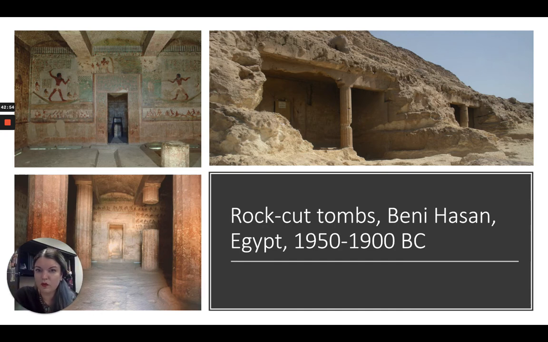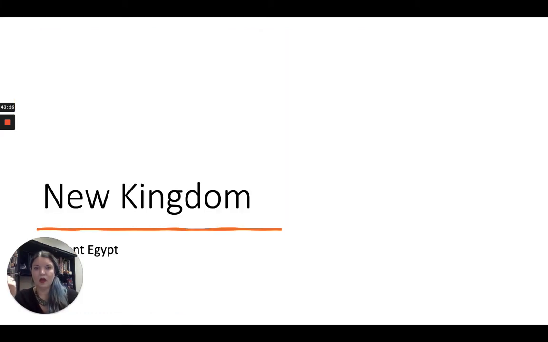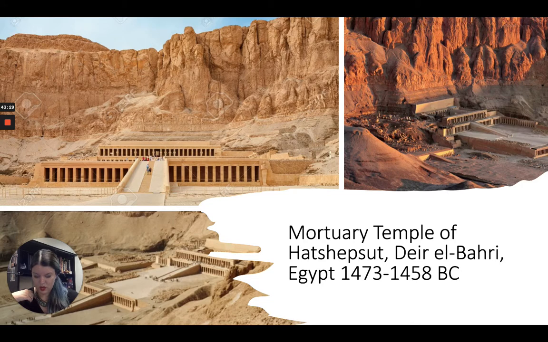And we have these beautiful frescoes inside. So I thought I had a closer up image of this, but a fresco is a mural that's painted on the wall. So we have these extremely nicely preserved frescoes here. We have a lot of things going on that are well preserved, and we learn a lot about the culture from these spaces. You see a repeat of the same style of columns that we had at Djoser's temple. And then we get into the New Kingdom.